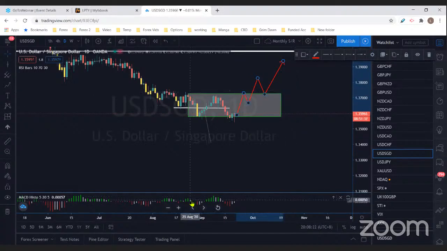My MACD is used for another purpose. I don't actually use it for reversal trading. I use it more for trend trading, so it doesn't really come into play for what I'm sharing now.